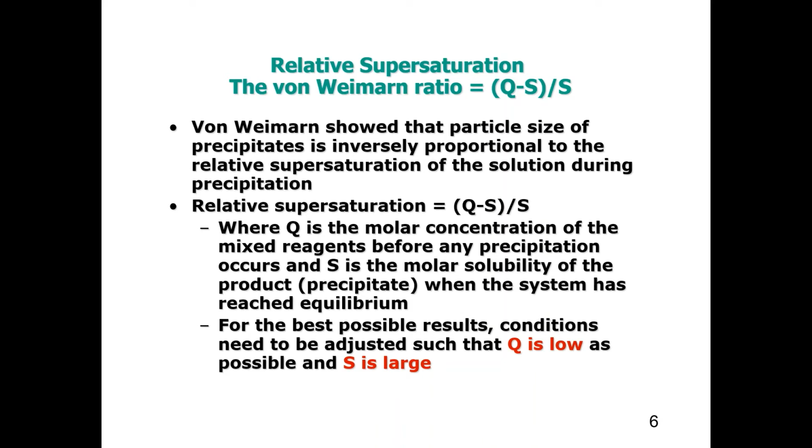Okay. So in the von Weimarn ratio, it says that to have a big precipitate, you must have a small relative supersaturation. To have a small relative supersaturation, the denominator should be big and the numerator should be small. So how to make it that way? Q, or the concentration, must be as low as possible, and S, the solubility, must be as large as possible. Okay, let's discuss it in the next 2 or 3 slides.